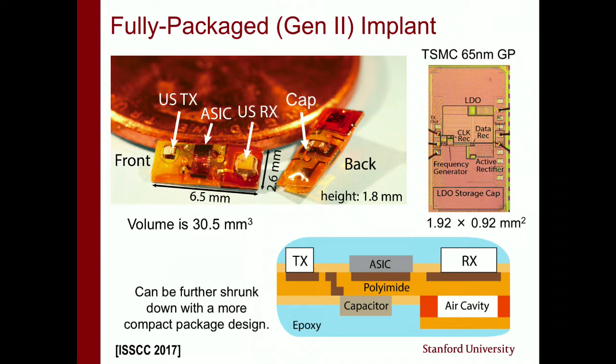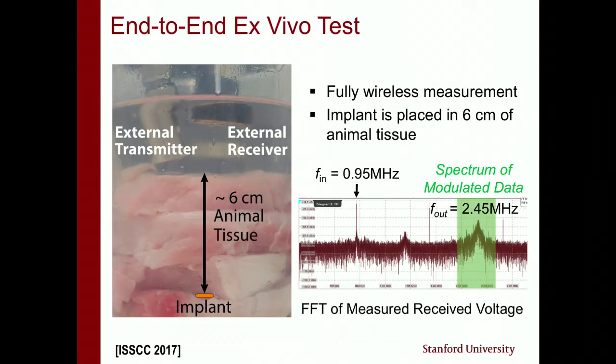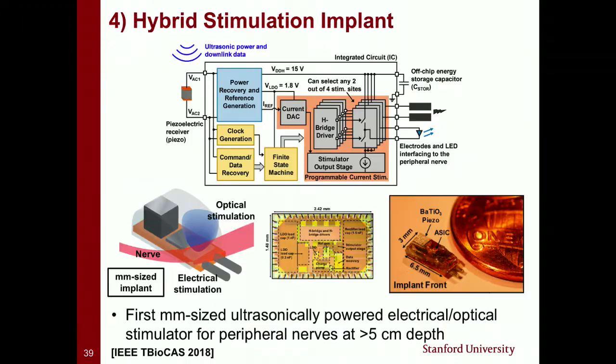So we're looking at second generation packaging. This is our chip, and this is a cross-section of how we built the air cavity under the package. We presented this at ICC last year. And again, going through tissue phantoms, we're able to detect the data. So we're doing full ultrasonic links through about 6 centimeters of tissue, considerably smaller and considerably deeper than what you could have done with an RF system.